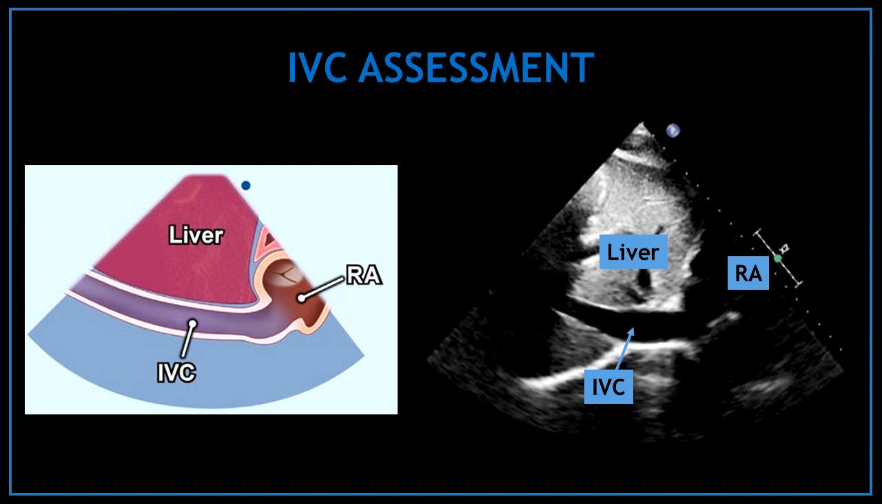From the subcostal view, you will be able to see the inferior vena cava, which is that echo-free space under the liver and next to the right atrium.